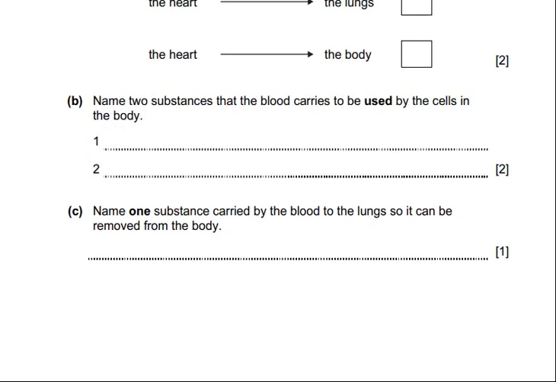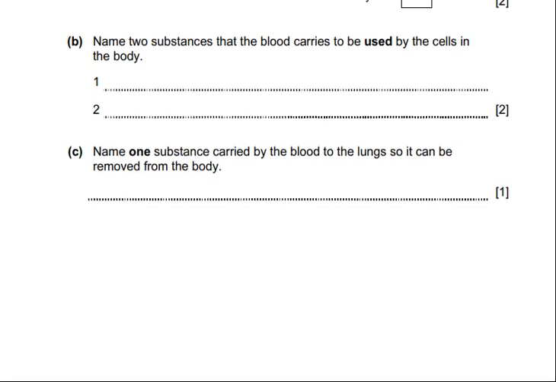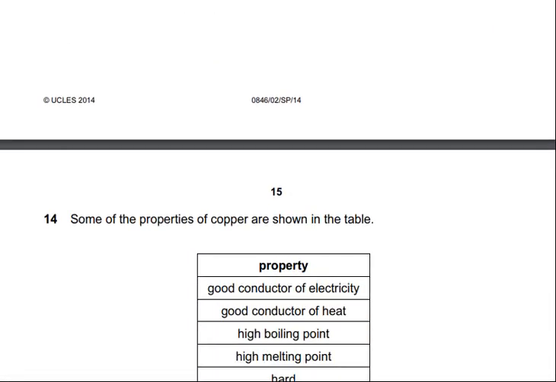C. Name 1 substance carried by blood to the lungs so it can be removed from the body. We usually remove something from the body by our lungs, which we call carbon dioxide or CO2. So you just write down carbon dioxide, and CO2 is also correct, but write down only 1 answer, please.